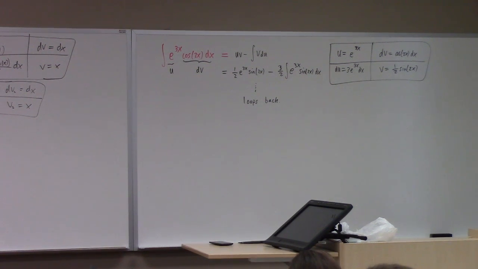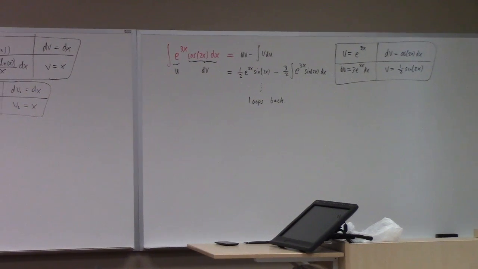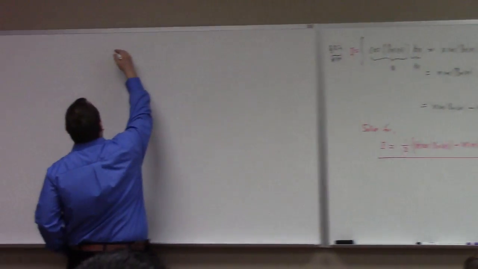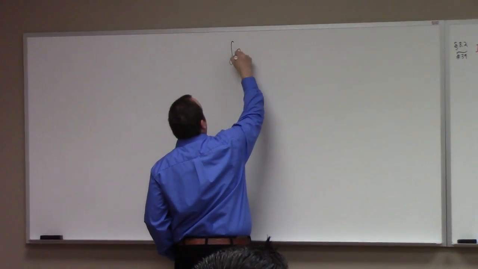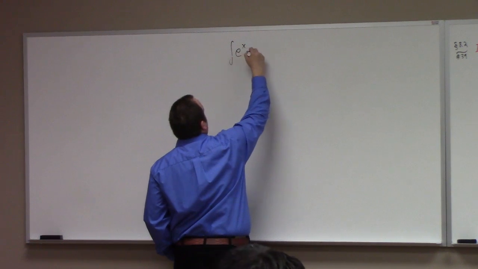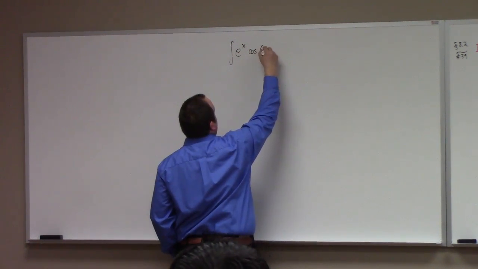Other questions? Here, let me do a simpler one. Did I already do a simpler one of these last time without the factors? I forget. Let me do a slightly tamer version of that one. If I do the integral of e to the x cosine of 2x dx.